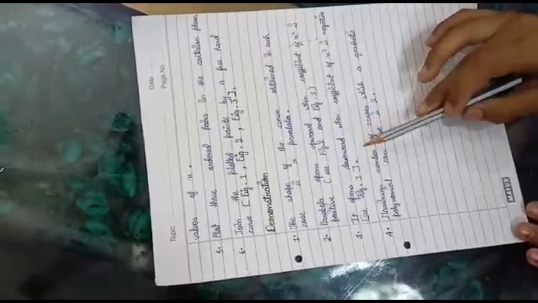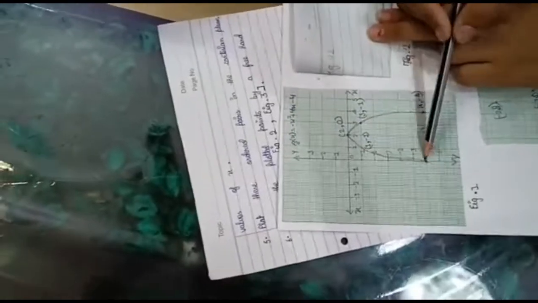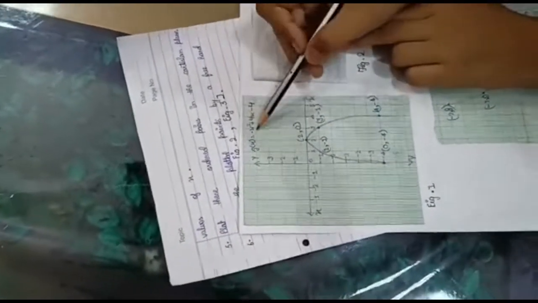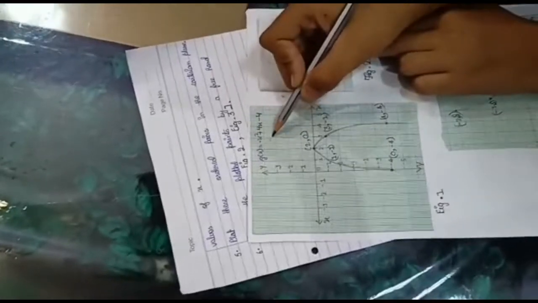Now it opens downward when the coefficient of x square is negative. See figure 1.1. This is our parabola, and it is opening in the downward direction. So the coefficient of x square is negative. As you can see, the coefficient of x square here is -1.